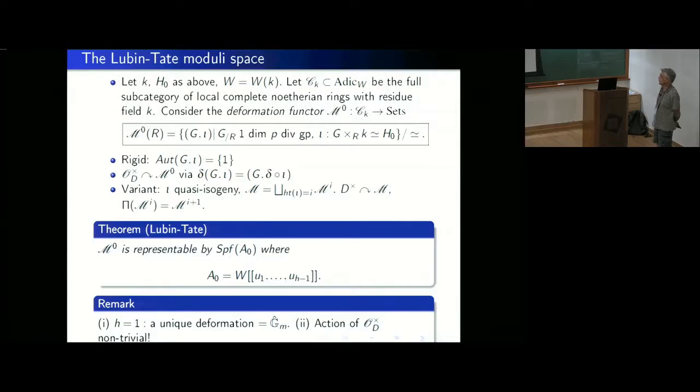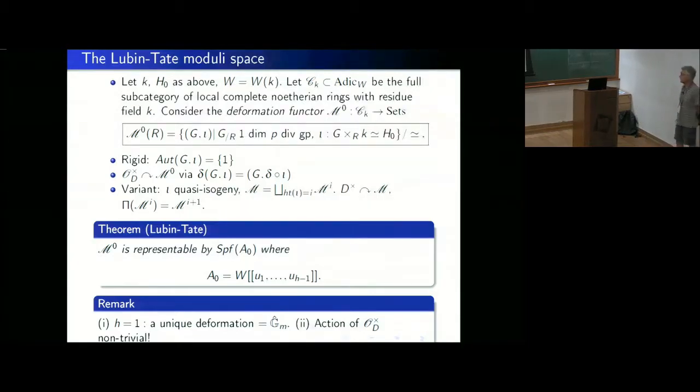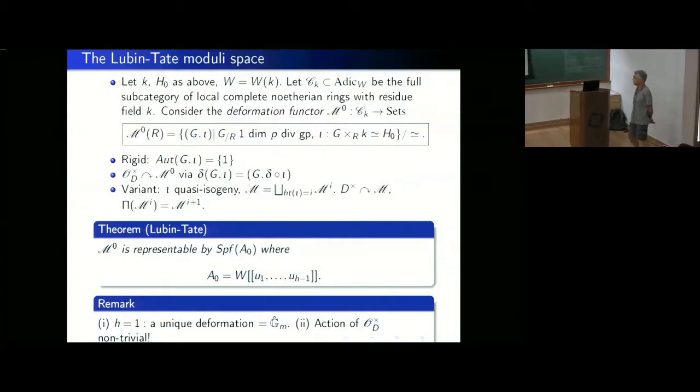So k was an algebraically closed field of characteristic p, H0 was a fixed model of the unique one-dimensional p-divisible formal group of height h over k, W the Witt vectors, and C_k the category of local complete Noetherian rings with residue field k. And for any R in this category C_k, we consider all the couples (G, iota), where G is, so to speak, a deformation of H0 to R.